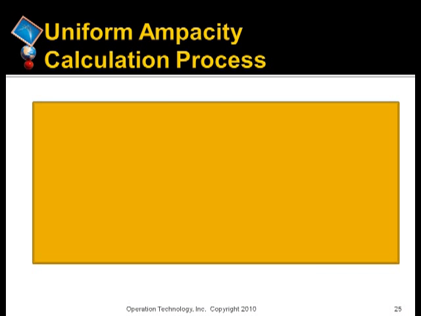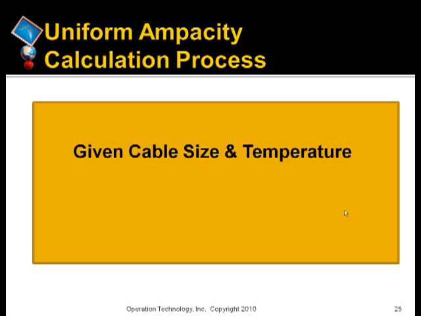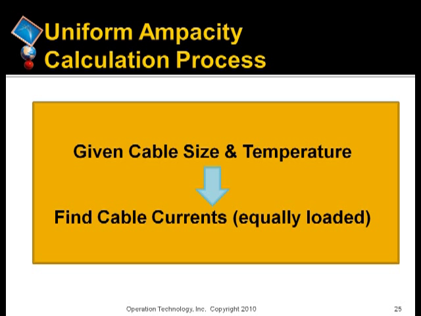In ETAP, you can optimize the cable loading current based on uniform ampacity calculation. Basically, in this method, with respect to the given cable size and temperature, ETAP is capable of finding the cable current equally loaded based on the hottest location reaching 90 degrees centigrade. In this process, the approach is based on the equal loading criteria for ampacity calculation.